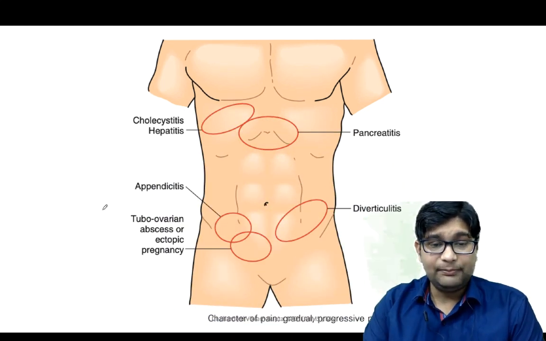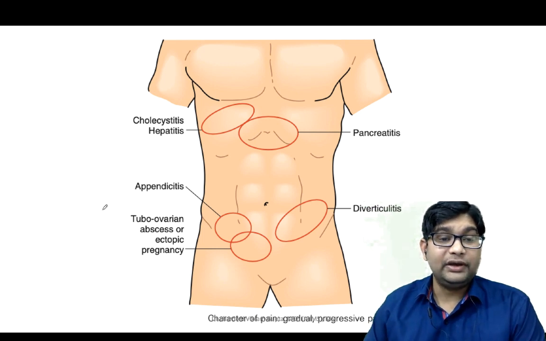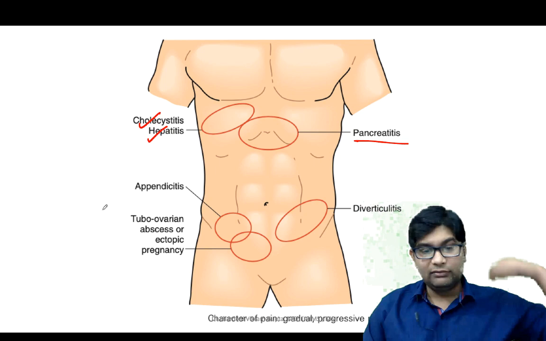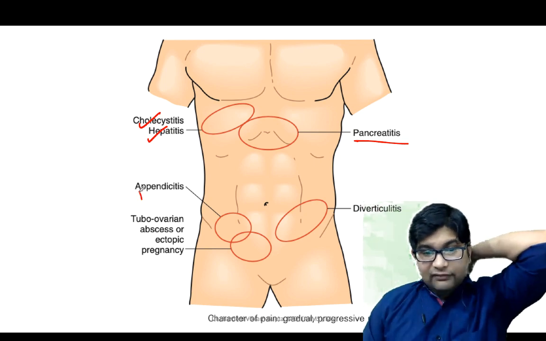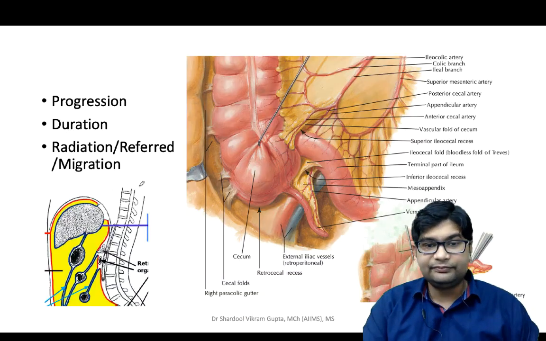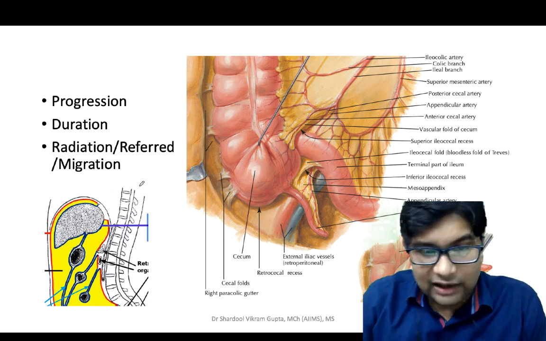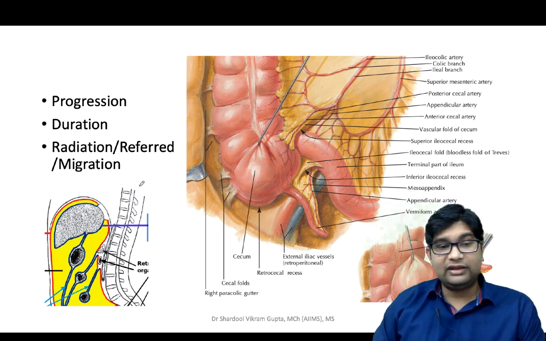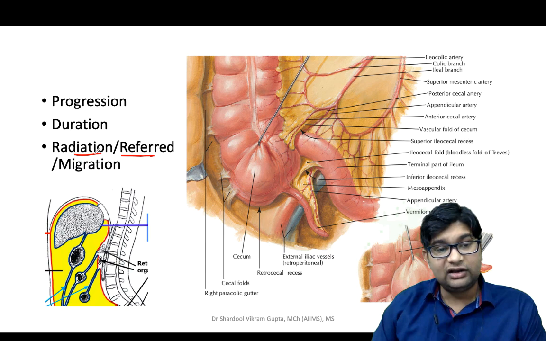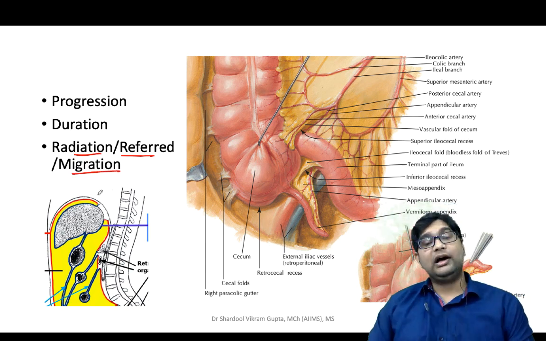This is an example of gradual progressive pain, like seen in cholecystitis or hepatitis or even sometimes pancreatitis. There will be gradual progressive pain, or even in appendicitis. So I will explain to you about the migration, radiation and referral of pain, and why there is referral of pain.